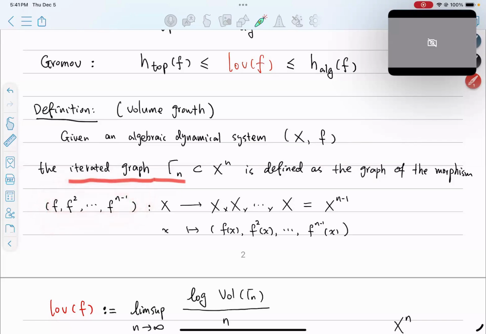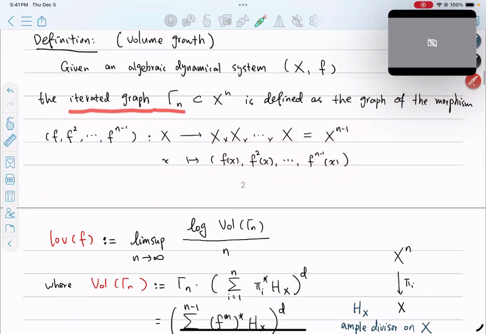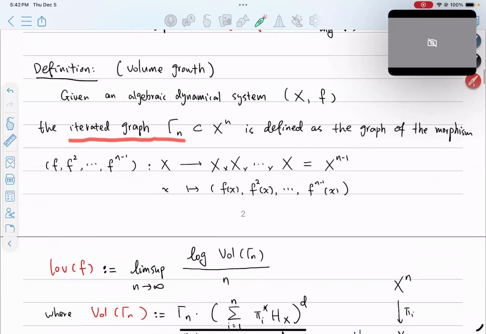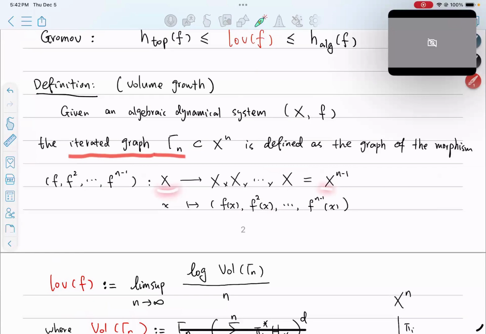This is a kind of product morphism. It maps from X to X to the n minus 1, so the image is given by coordinates. Okay, and then you look at the graph of this induced product morphism. So the induced graph lies in X times X to the n minus 1, so it is in this product space, X to the n. And still, because it is defined on X, this Gamma_n still has dimension d, where d is the dimension of X. So this iterated graph, as a graph of this morphism, is actually a d-cycle in X to the n.